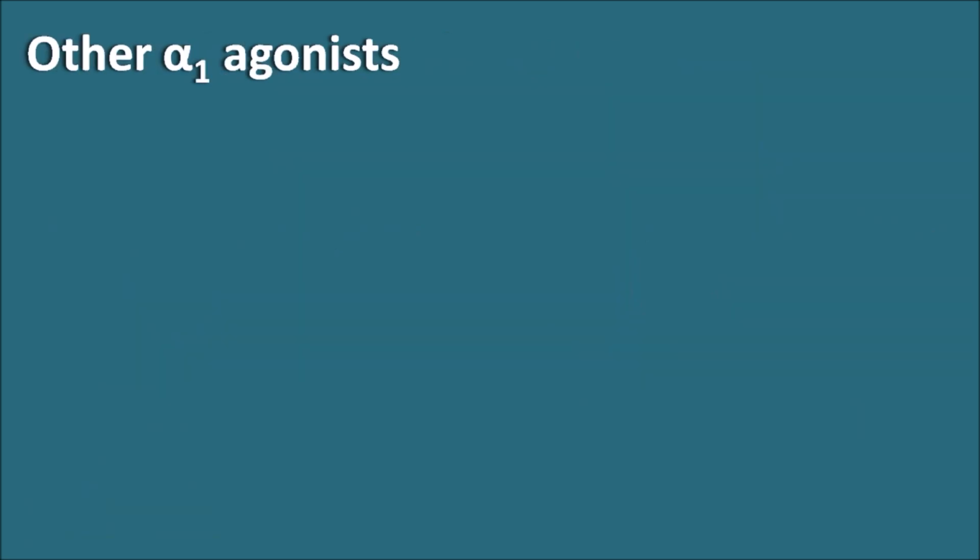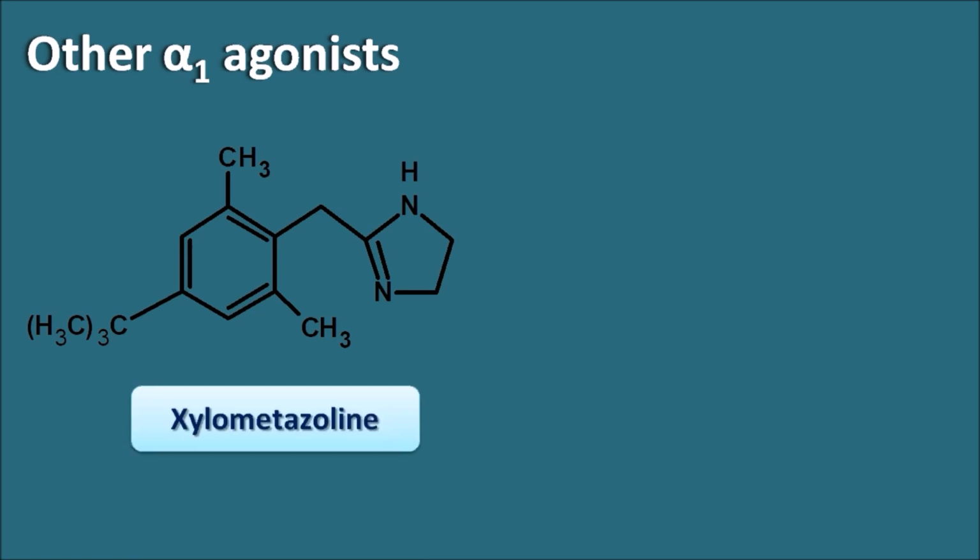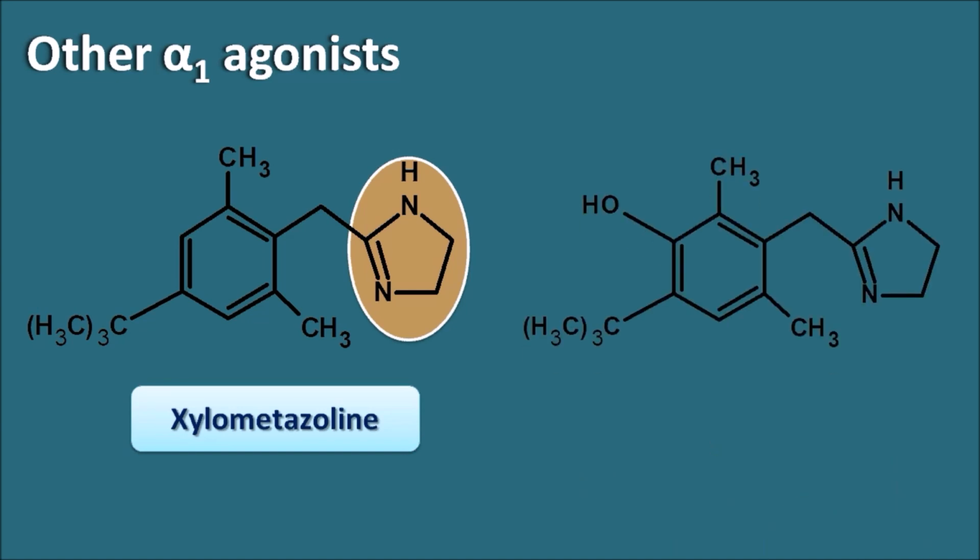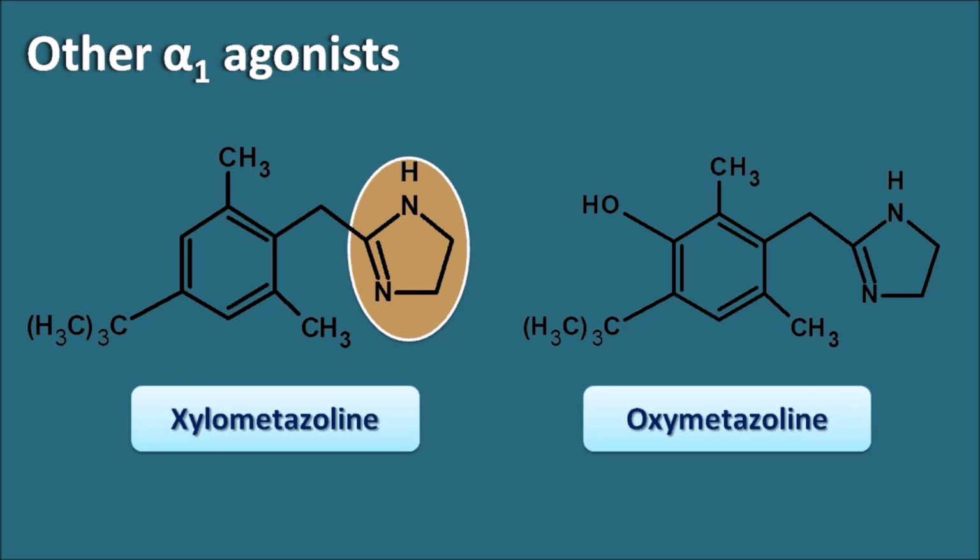Similarly, other alpha-1 agonists include xylometazoline. This drug has the imidazoline nucleus. This imidazoline nucleus is attached to the phenyl ring, which is again attached with two methyl groups. So this phenyl ring is the xylyl ring. This is a drug having a xylyl ring system which is attached to the imidazoline methyl side chain. So this is xylometazoline. And then the next drug is oxymetazoline. You can observe the only difference is that oxymetazoline has an OH group adjacent to the methyl group on the benzene. So these are the two drugs, xylometazoline and oxymetazoline, which are the imidazoline derivatives.